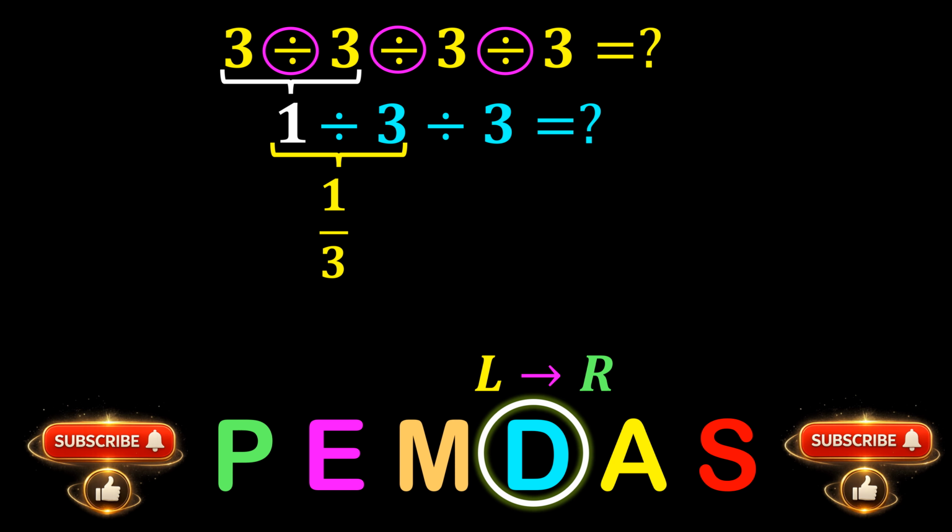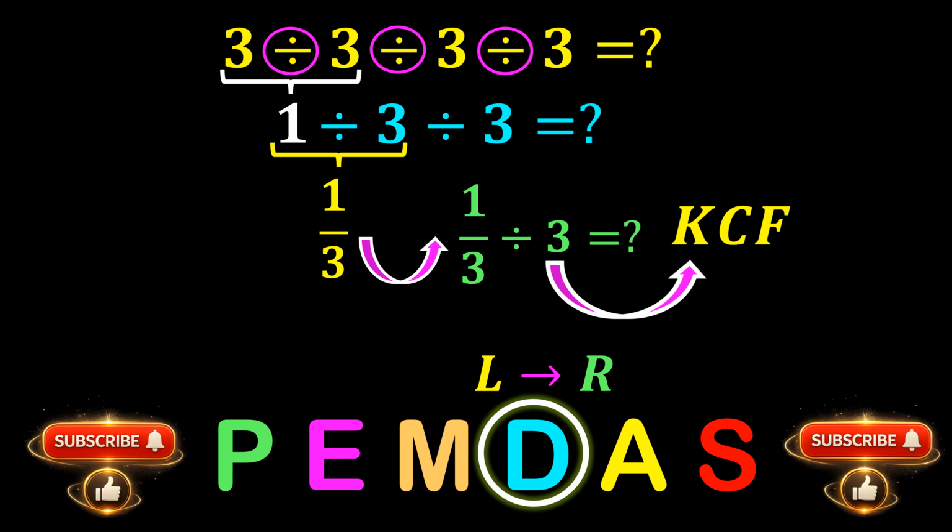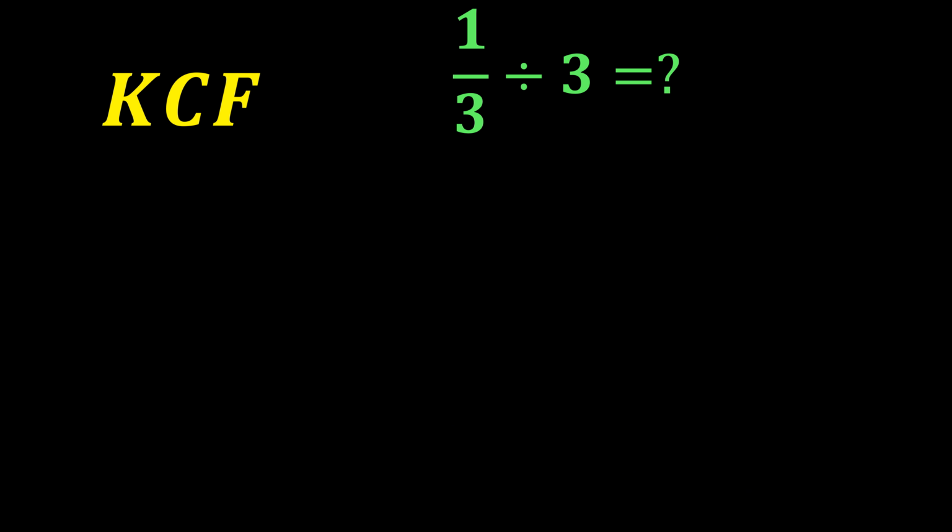Next, we do 1 divided by 3, which equals 1/3. Now the expression becomes 1/3 divided by 3. At this point, we apply the KCF rule. When we reach a point where we have a fraction divided by a whole number, we use the KCF rule.